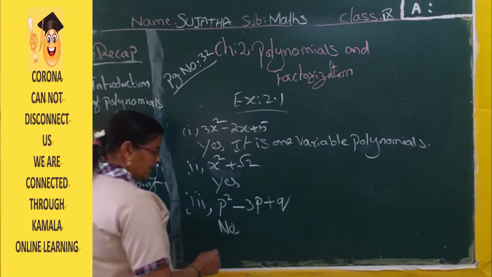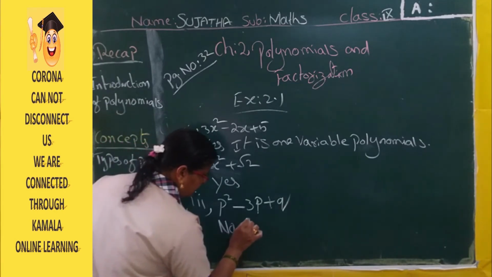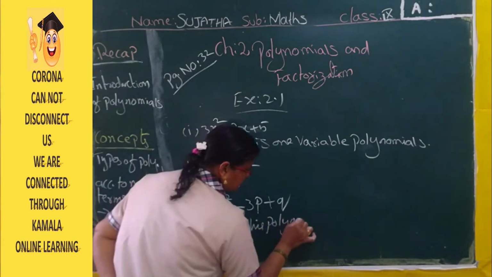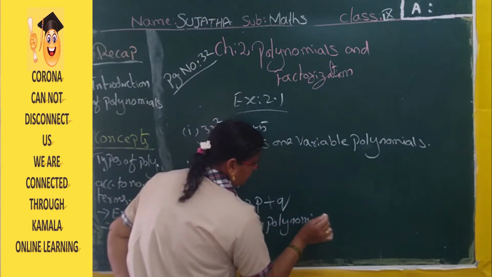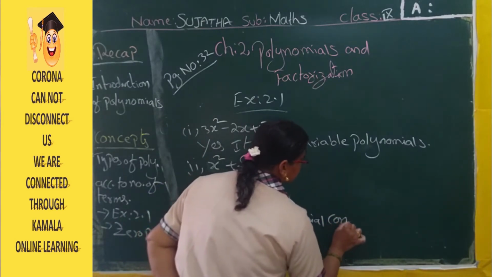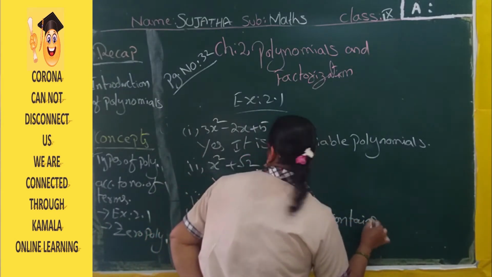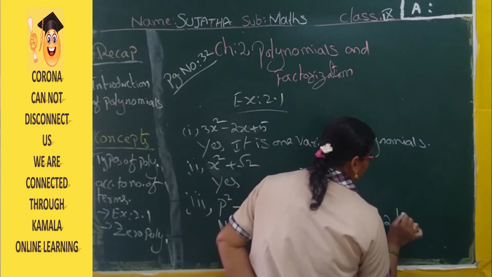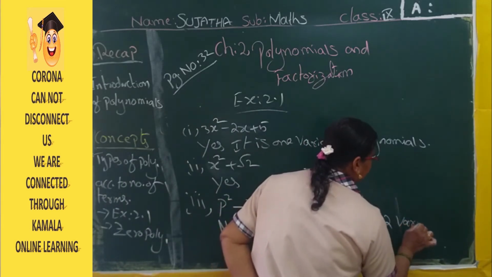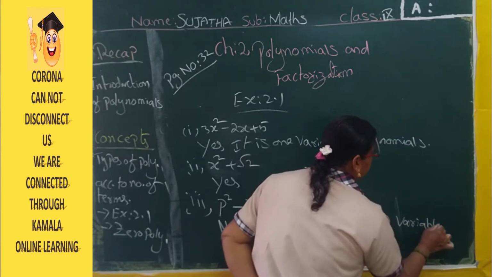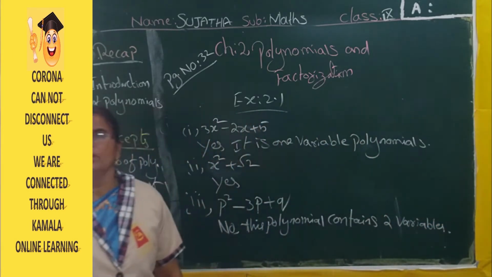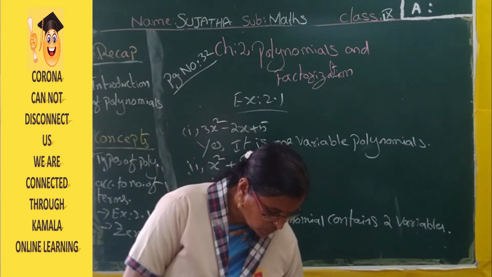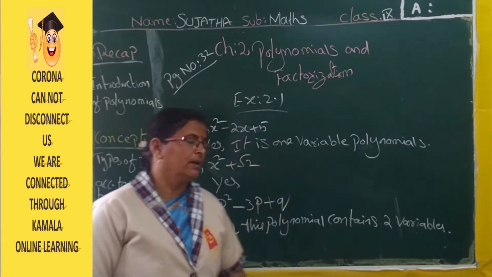What will you write? This polynomial contains how many variables? Two variables. Contains two variables. That's why it is not a one variable polynomial. Understood? Now, fourth one.